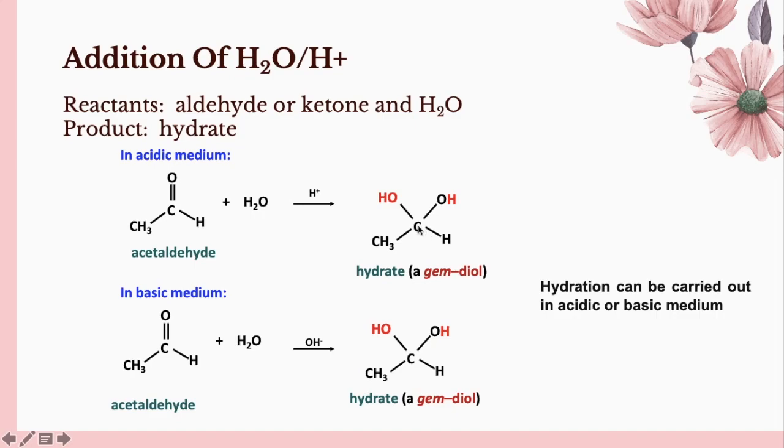Gem is geminal. Geminal means side by side, on the same carbon. The same carbon has 2 OH groups. That's why it's diol, because you have 2 OH groups on the same carbon. Which carbon? The carbon that initially had the C=O. So this product, we call it hydrate or gem-diol. Same goes if we use basic medium, OH-, hydration: the product is the same as in acidic medium, hydrate or gem-diol.